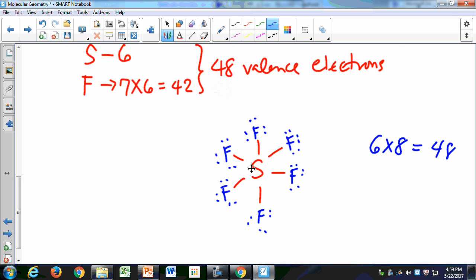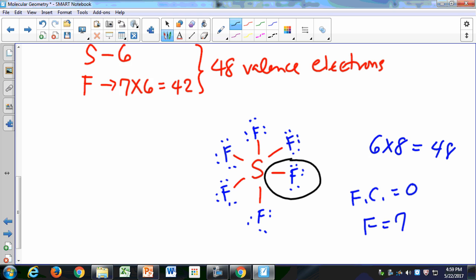Okay, notice each of your fluorines has a formal charge of 0, because a free fluorine atom would have 7. Each fluorine atom here appears to own 6 from the lone pairs. That's 3 lone pairs, plus 1 from the bonding pair, so it appears to own 7. 7 minus 7 gives you a 0 formal charge.